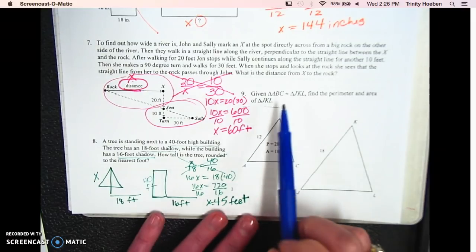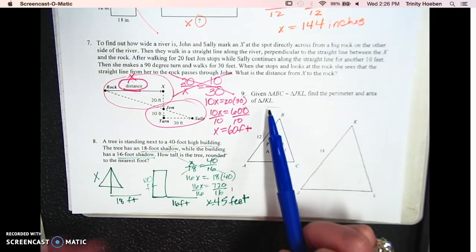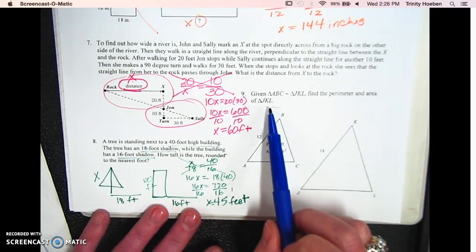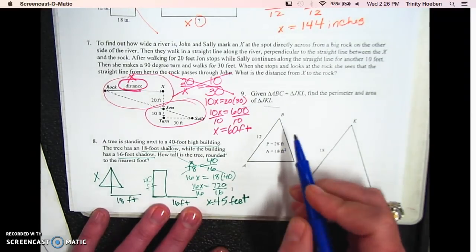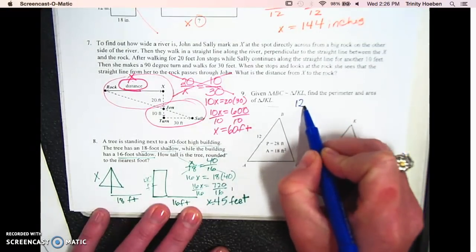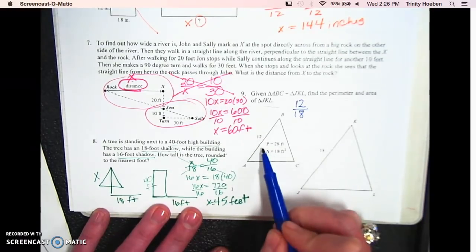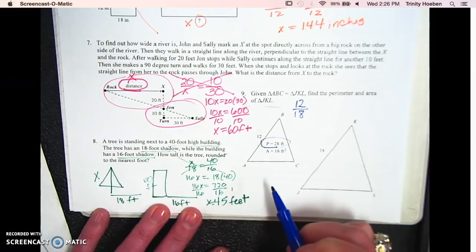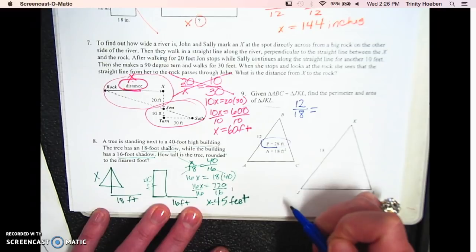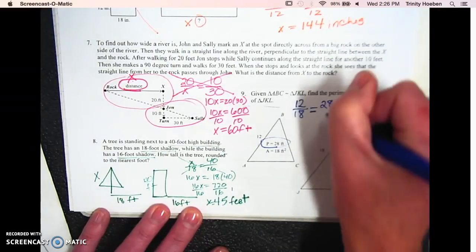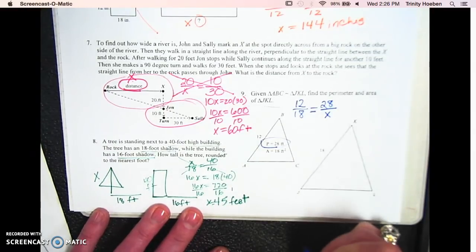Number 9 says that the 2 triangles are similar. We need to find the perimeter and the area for JKL. Right? So if we take this side from the first triangle, we're going to have a ratio of 12 to this side, which is 18. Just so happens that the ratio of the perimeters is the same. So if the perimeter of the first triangle is 28, the perimeter of the second triangle is what we need to find. So we do the cross product.